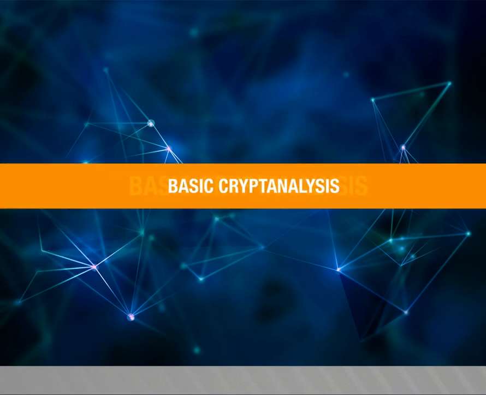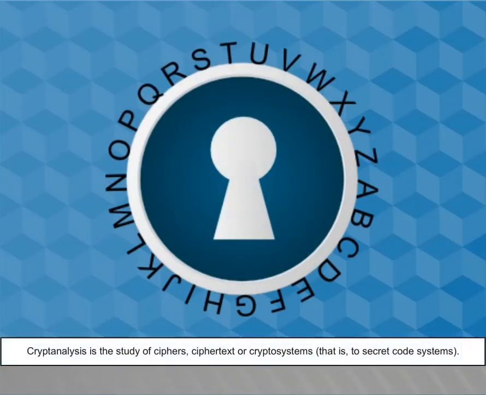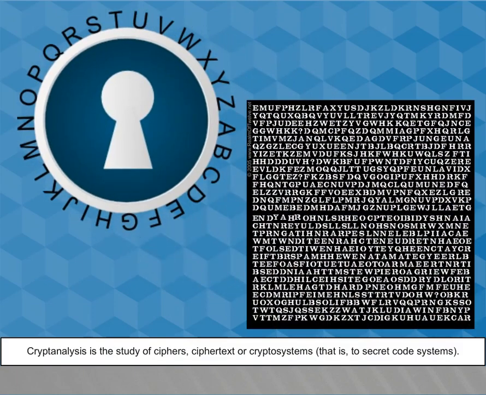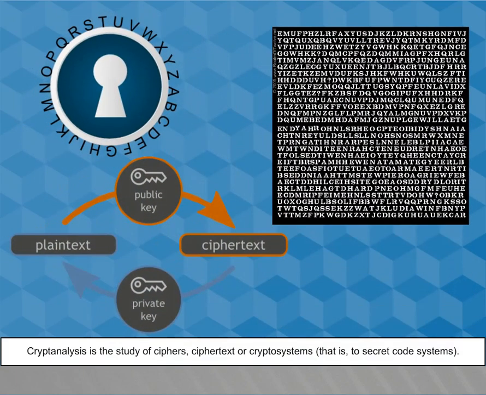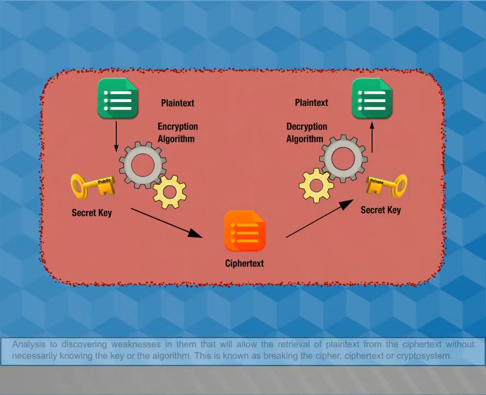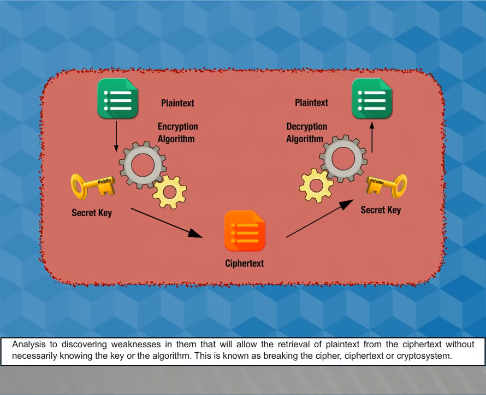Basic cryptanalysis. In this video, we are going to learn about the basics of cryptanalysis. Cryptanalysis is the study of ciphers, ciphertext, or cryptosystems, that is, secret code systems. It involves discovering weaknesses in them that will allow the retrieval of plaintext from the ciphertext without necessarily knowing the key or the algorithm. This is known as breaking the cipher, ciphertext, or cryptosystem.